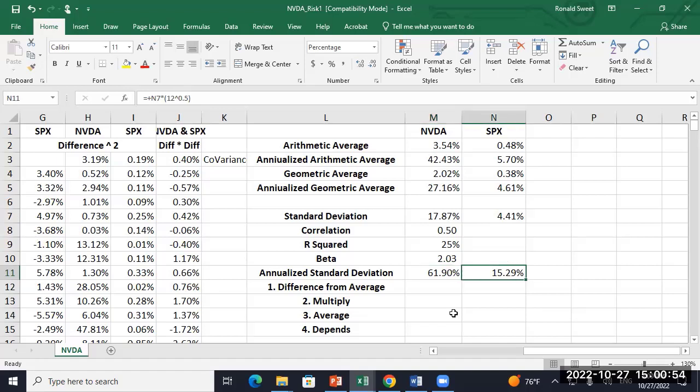Now that's not true for the S&P. What's the R squared of the S&P to the S&P? 100%. So it's all systematic risk. So you use standard deviation to measure the risk of the S&P 500, but you don't use standard deviation to measure the risk for NVIDIA.